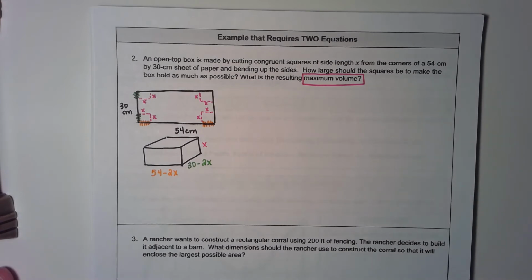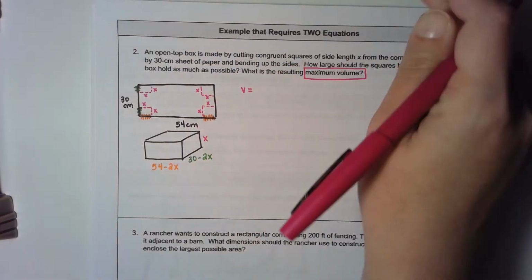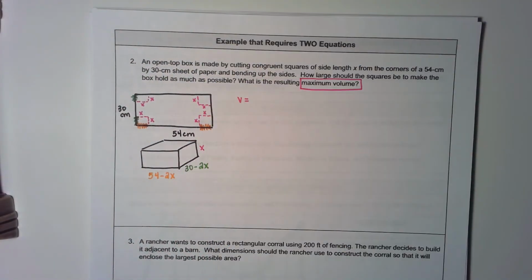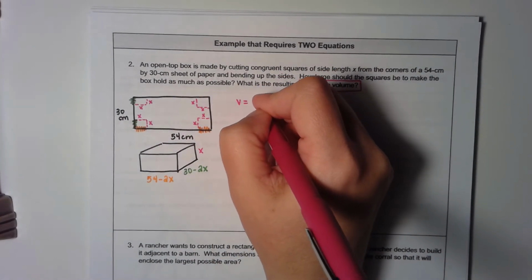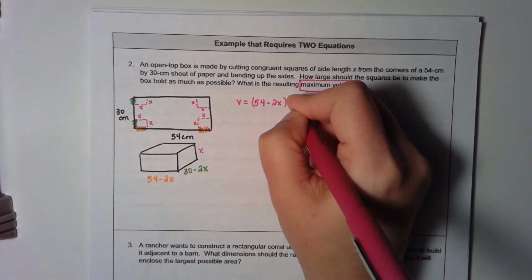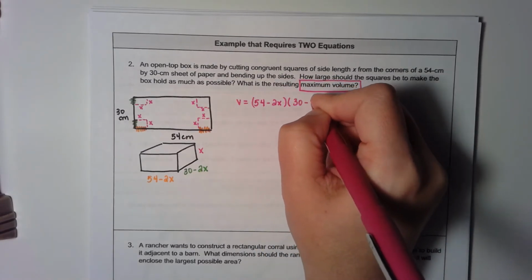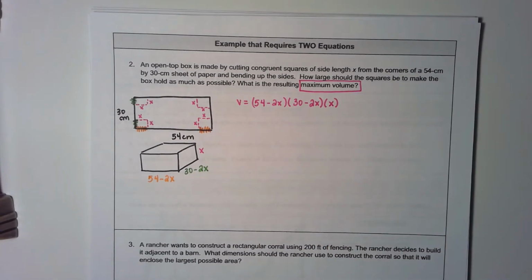Okay, now remember, we want to maximize the volume. So we need to write an equation for the volume of this box. The volume here is going to be length times width times height. So that's going to be 54 minus 2x times 30 minus 2x times another x.